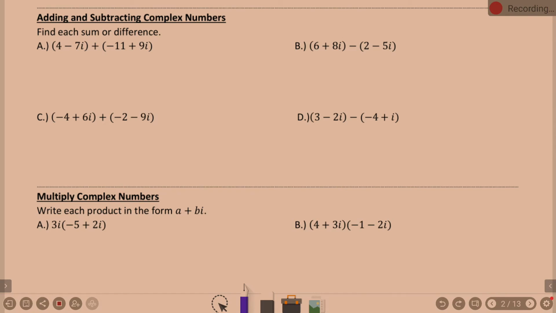Find each sum or difference. So that means these are either adding problems or subtracting problems. Now, I said when we work with i's, i is not technically a variable in this situation. It's the imaginary unit. However, we're going to treat them like variables. The same rules that apply for adding and subtracting variables apply for adding and subtracting the i terms. So, thoughts on A. 4 minus 7i plus negative 11 plus 9i.